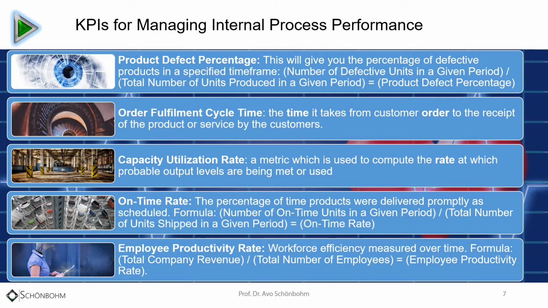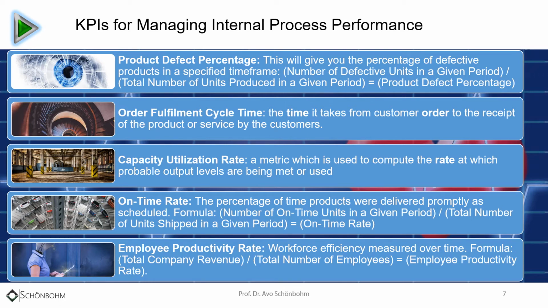As with other areas, you can find hundreds of KPIs, metrics on the internet or in other books. Let's start with product defect percentage. This is another negative indicator. It gives us the percentage of defective products in a specified time frame. So the number of defective units in a given period divided by the total number of units produced in a given period. That will give us the product defect percentage.